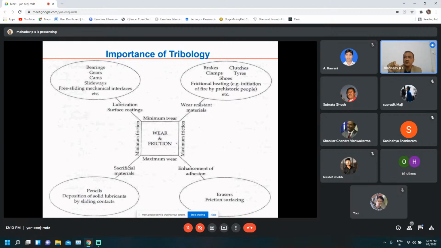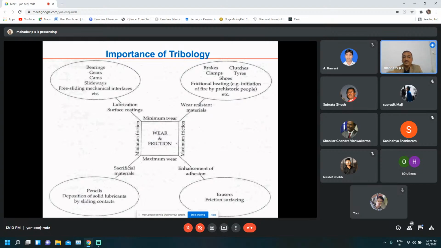Like the eraser or the rubber we use for removing the things written by the pencil, that requires increased adhesion. There should be maximum wear and maximum friction. Friction should be more, and wear will be more, because the written things are removed by that rubber. Similarly, the pencil requires minimum friction because there should not be any noise or sound while we write. It should write smoothly, with maximum wear so that the material is transferred from the pencil onto the piece of paper.